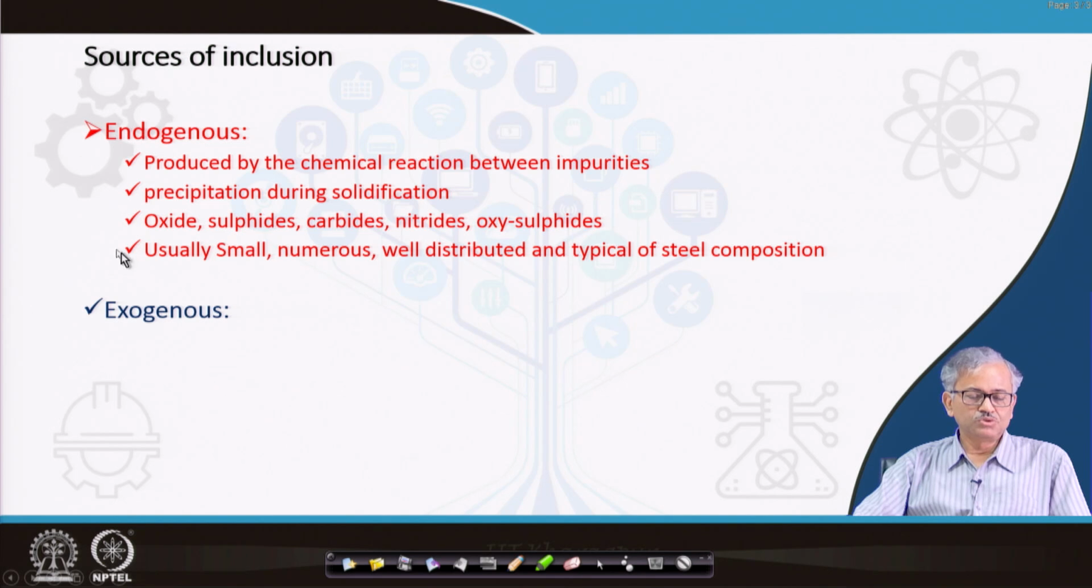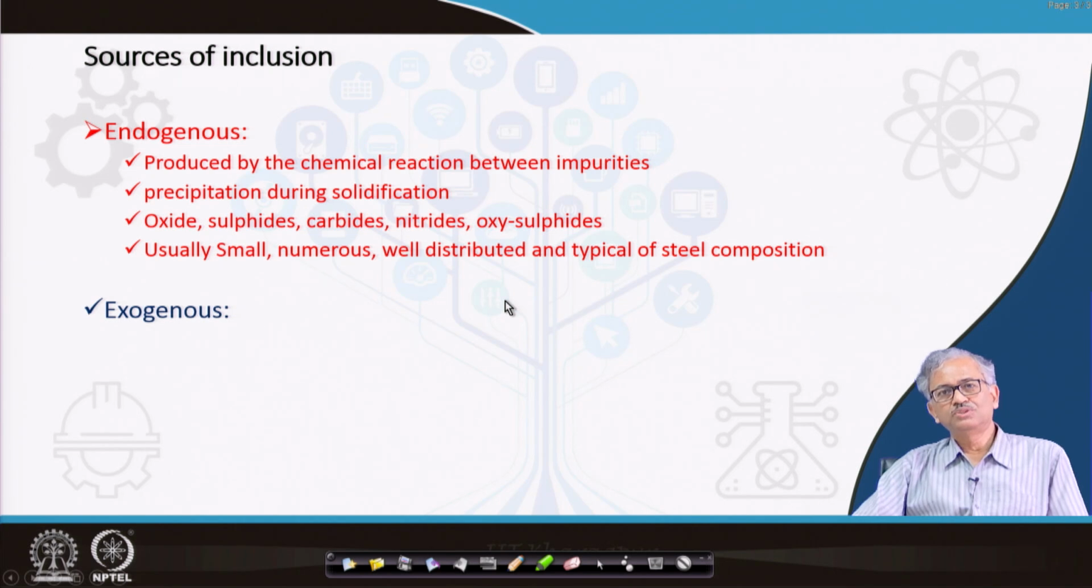Endogenous inclusions are usually small, since they grow by a nucleation and growth process. They are small, numerous, well distributed, and their composition is basically governed by the typical composition of the steel.